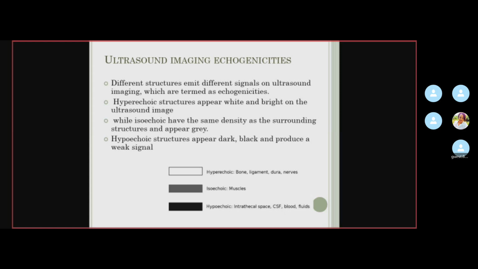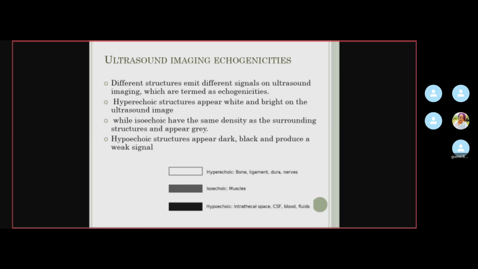Next is isoechoic. Iso means they have the same density as the surrounding structures, so they will appear gray, such as muscles. And hypoechoic will appear dark, which will produce a very low signal. That's why they appear dark. Examples are all the fluids, that is CSF, blood, and intrathecal spaces. So remember the terms. Whatever signals we get in ultrasound are called echogenicities. They can be hyperechoic, hypoechoic, or isoechoic.